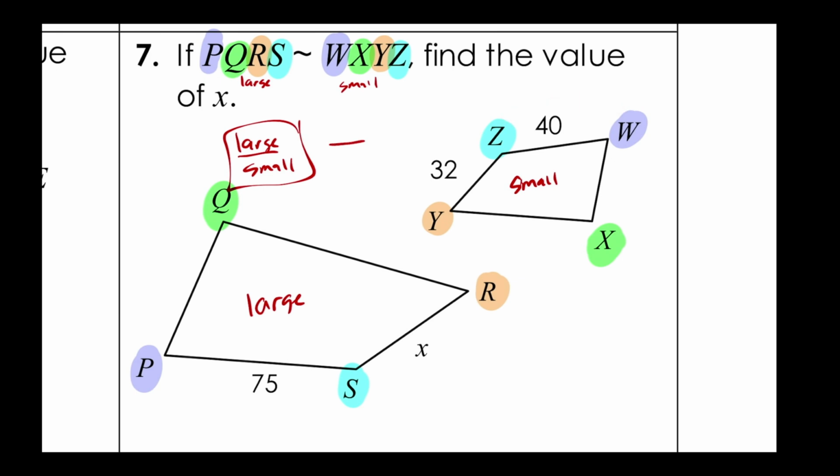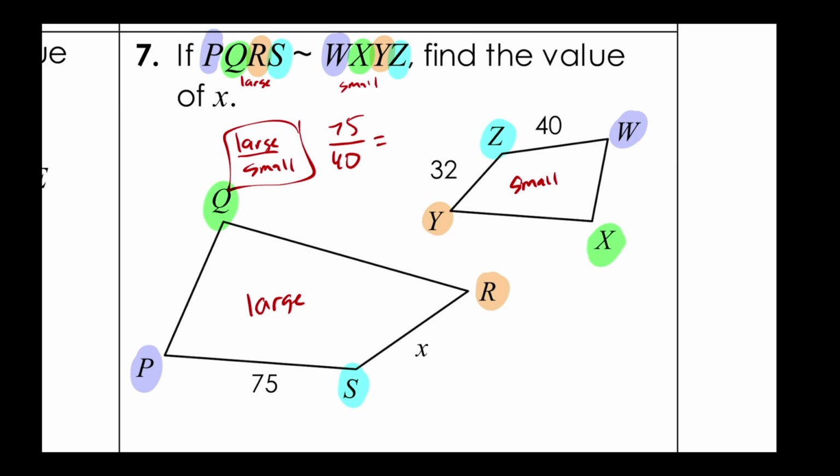I'm going to make a ratio of the large first. So this one's the large, so I'm going to do this one first. Purple blue is 75. Remember, we're doing purple blue is 75 over the purple blue of the small one, which is 40. Right? That's my scale factor. If I simplify it, I get a more simplified scale factor, but that's my scale factor, 75 over 40.